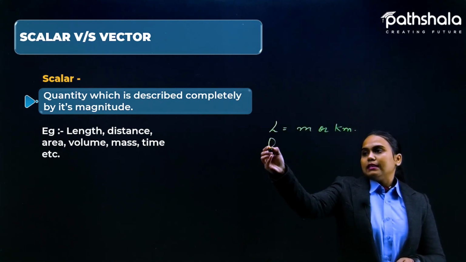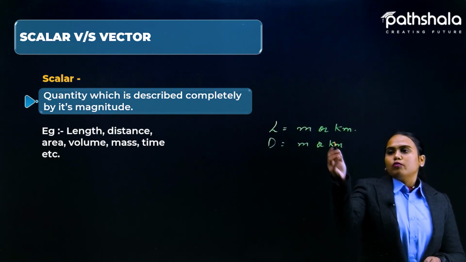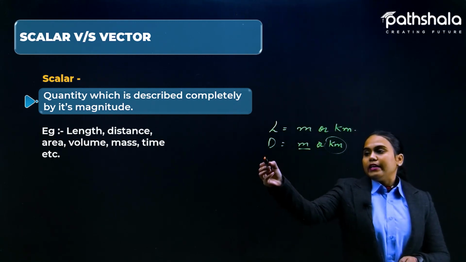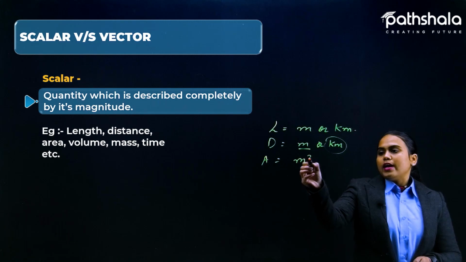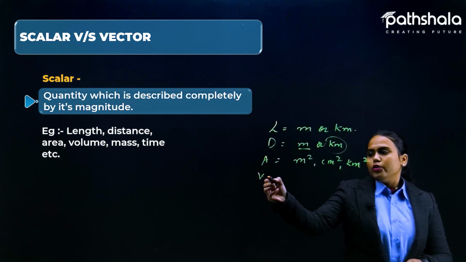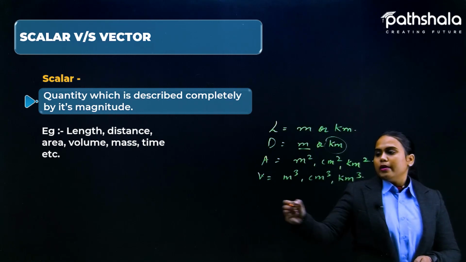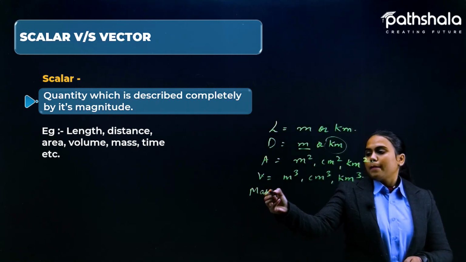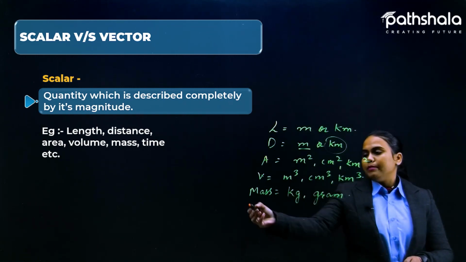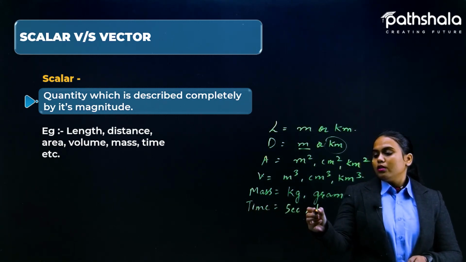And distance, again in meter or kilometer. For large distances you can take kilometer, and for the small one you can take the meter. Area: meter square, centimeter square, kilometer square, anything you can take. Volume: meter cube, centimeter cube or kilometer cube. Mass: kg or gram. And time, most importantly, second or hour.